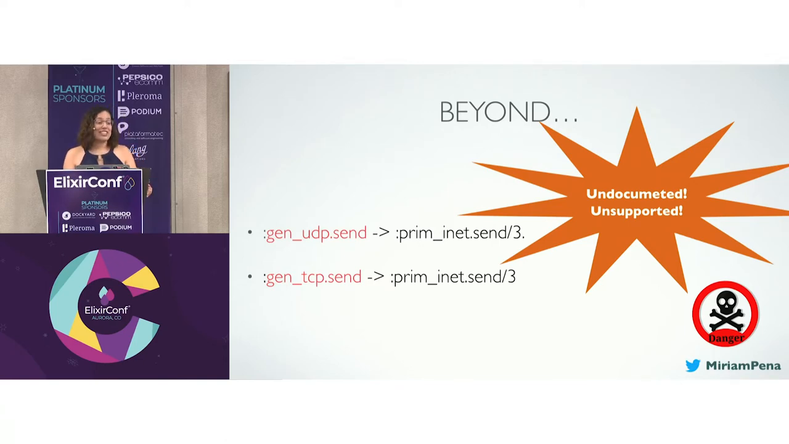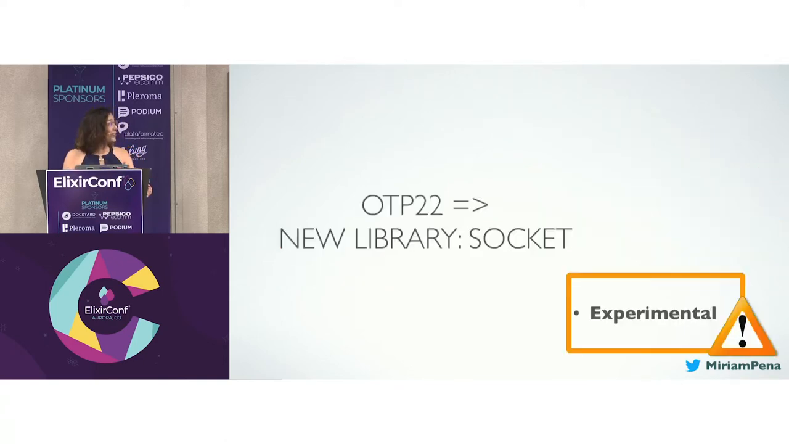However, I mention this just because in OTP 22 there's a new library called socket, which is experimental, but it's said to perform just as well as this prim_inet thing. It's supposed to be really low level, very close to the OS, so the performance is really amazing. And this is a really great excuse to update your virtual machine version to OTP 22 and see how it works for you.